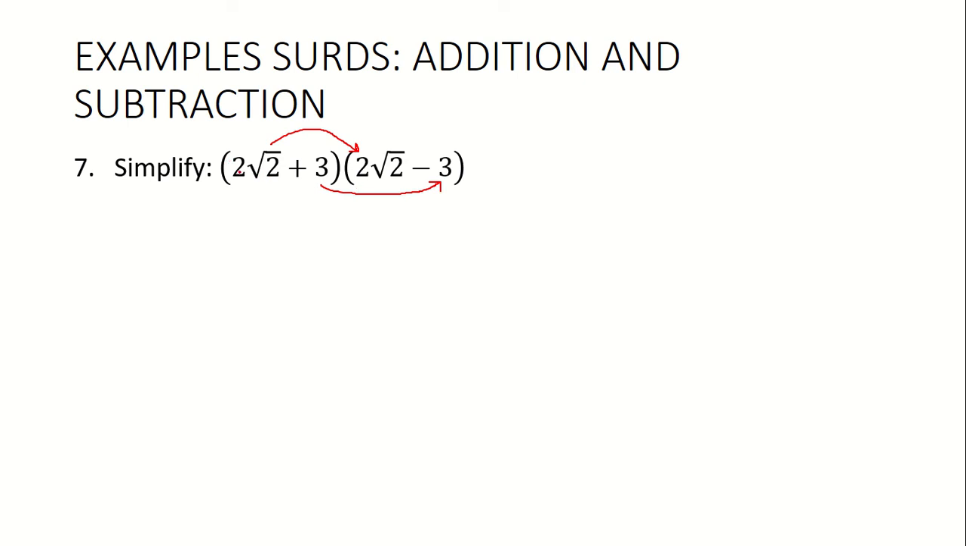When I multiply this with that, I will have 2 times 2. It is 4. But square root of 2 times the square root of 2, I'll keep it as it is. Minus 3 times positive 3. So it's positive 3 times minus 3. That will give me minus 9. So basically, this is what I did.